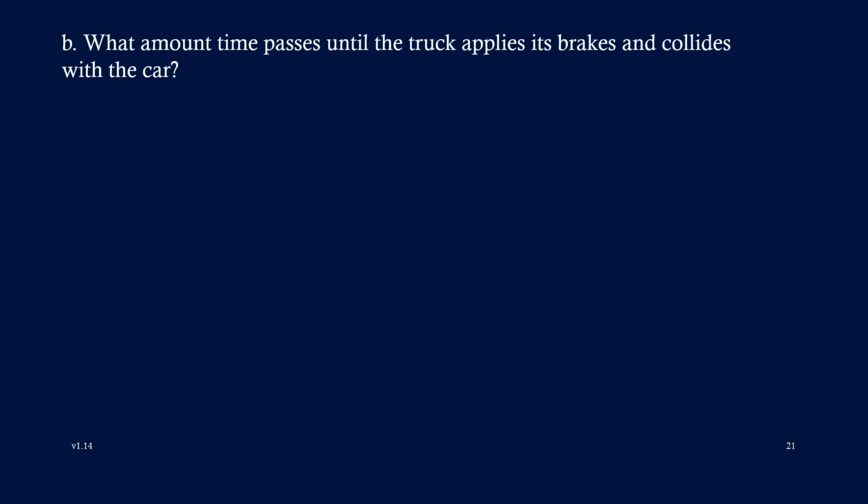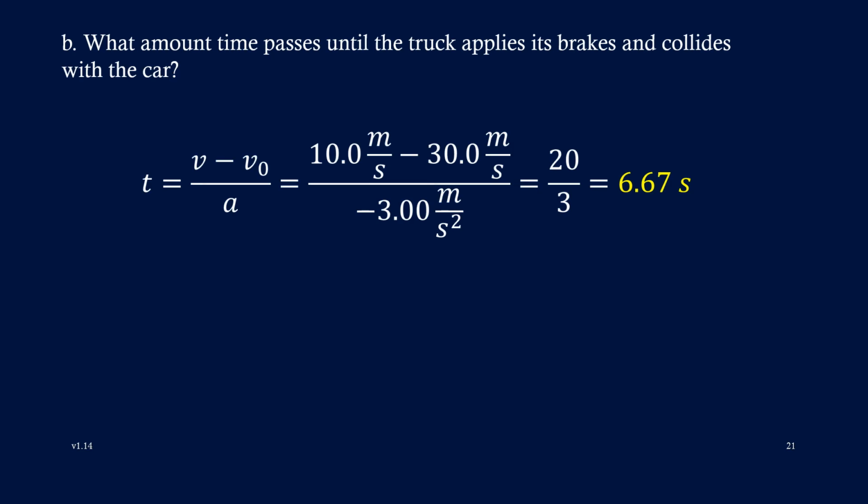What is the amount of time that passes until the truck driver applies his brakes and collides with the car? Okay, well, we can use this as an acceleration equation because there is an acceleration. Okay, and notice too right here, we're going to plug in the values. We have a final velocity, we have initial velocity, and we have our deceleration, negative 3.00. Okay, and this is going to give us our time, which is 6.67 seconds.